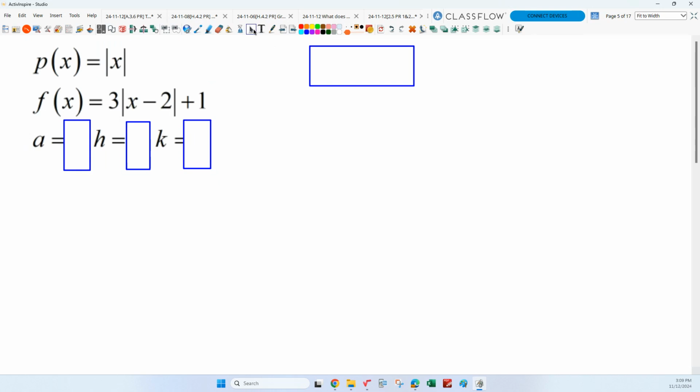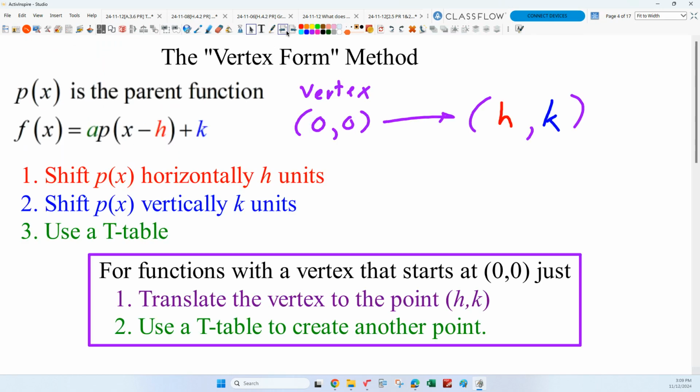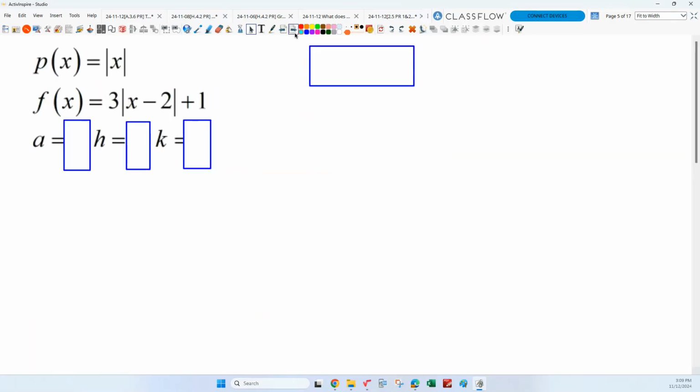Show me with your hands again, what's the shape of an absolute value graph? It's a V. Good. So that tells us what the shape of this thing is going to be. It's going to be a V. Okay, what's the value of a? Show me with your fingers, everybody. Remember, what is a? a is the number that's being multiplied by the function out front. So what's a? Yeah, it's 3. That's the number that's being multiplied by my absolute value function.